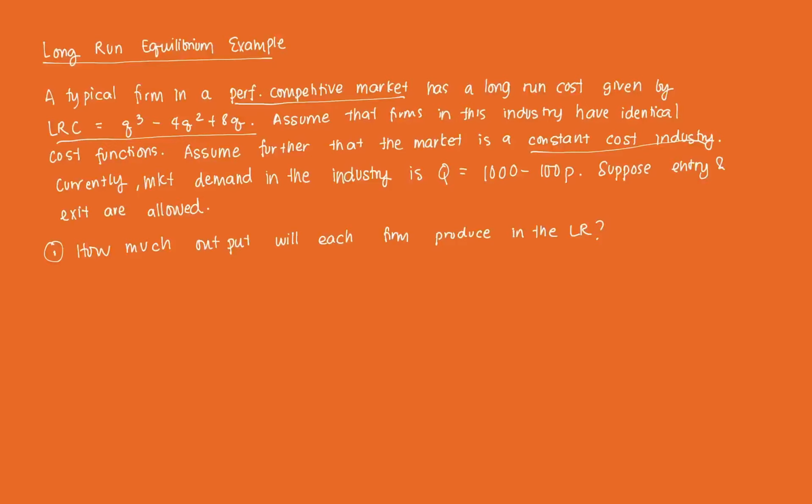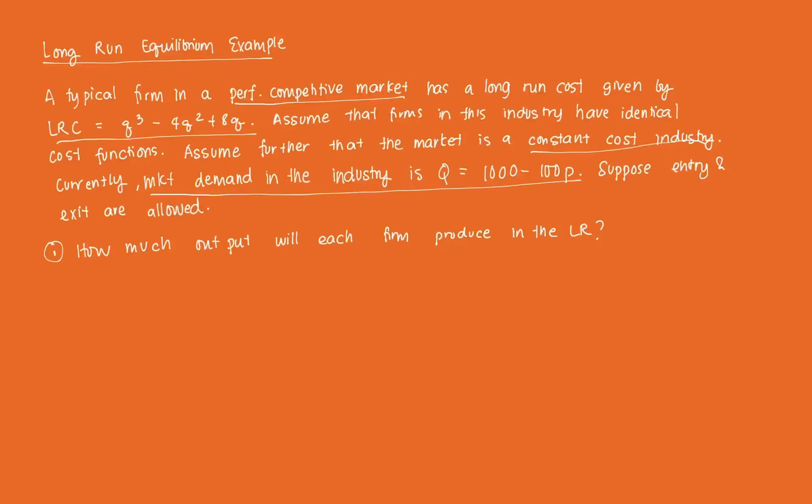And furthermore, currently, the market demand in the industry is Q equals 1000 minus 100p. And suppose that entry and exit are allowed. So our first question is: how much output will each firm produce in the long run?